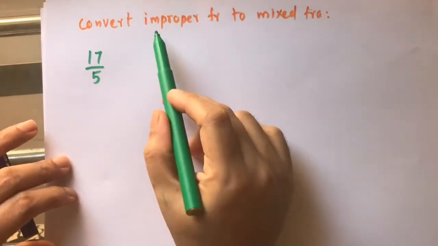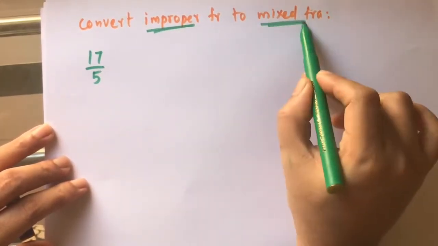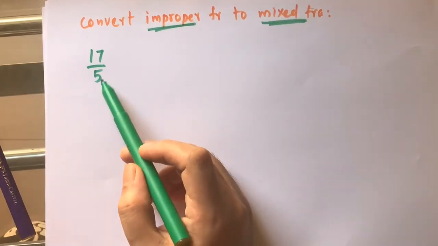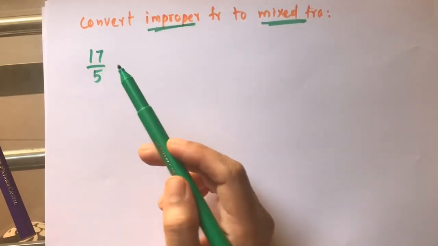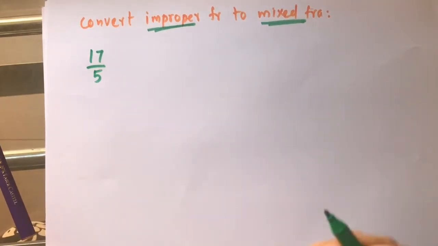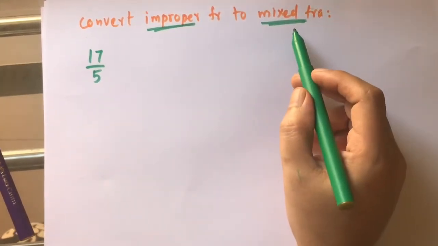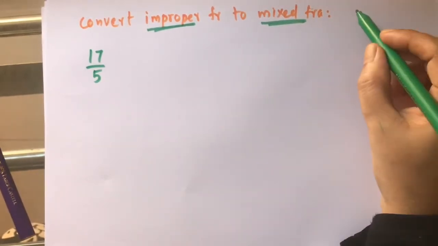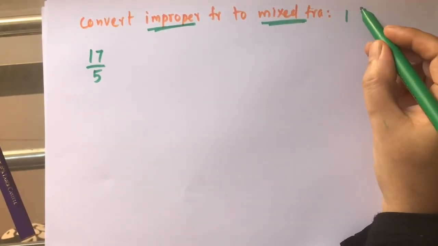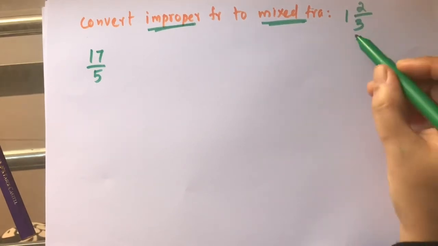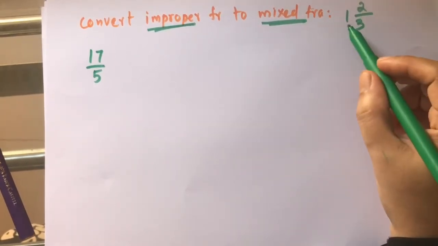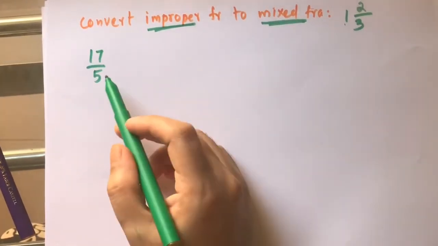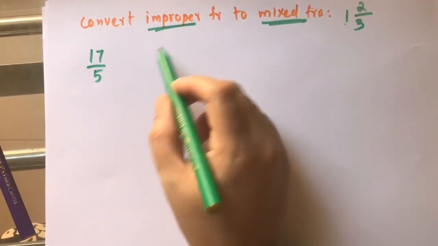Now we will see how to convert an improper fraction to a mixed fraction. We know 17 by 5 is an improper fraction. As the numerator is bigger than the denominator, it's an improper fraction. So we have to change it into a mixed fraction. We know a mixed fraction has a whole number and a fraction. A mixed fraction consists of a whole number part and a fraction. So how can we convert this improper fraction to a mixed fraction?